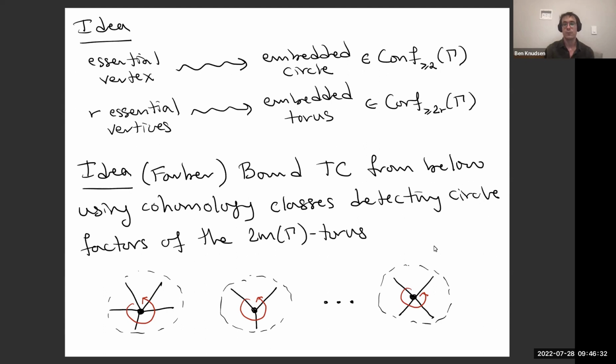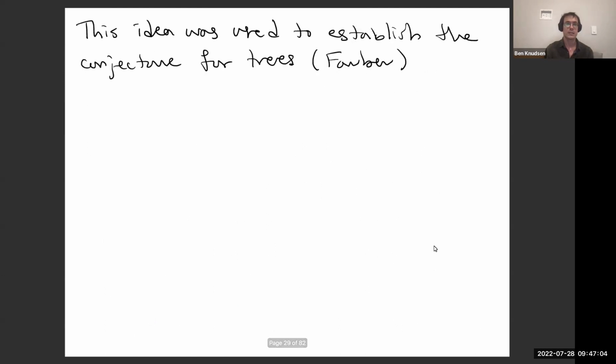And so if we could produce cohomology classes that detected the circle factors of the torus, then we could multiply those together and cook up a long product of zero divisors, and that would be the lower bound on TC that we were looking for. Okay. This is the idea. Are there any questions about the idea? Is it relatively clear? Okay, so this is a good idea.